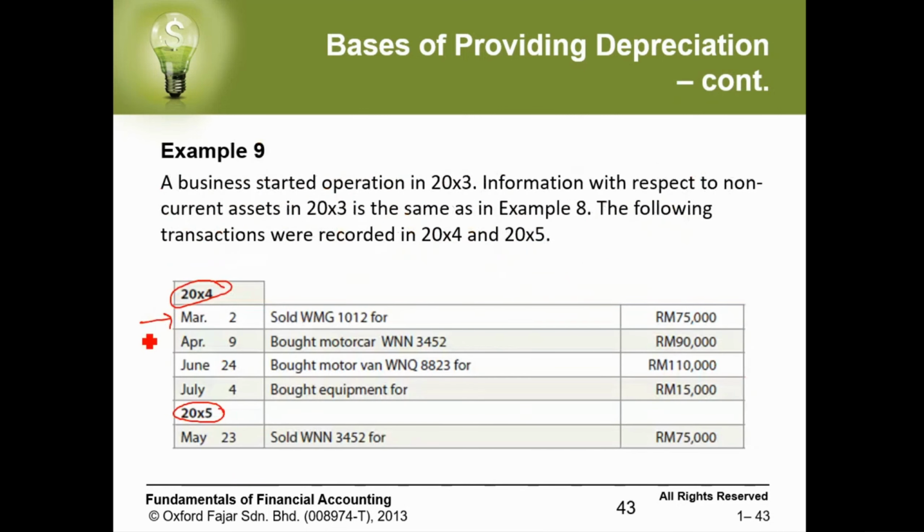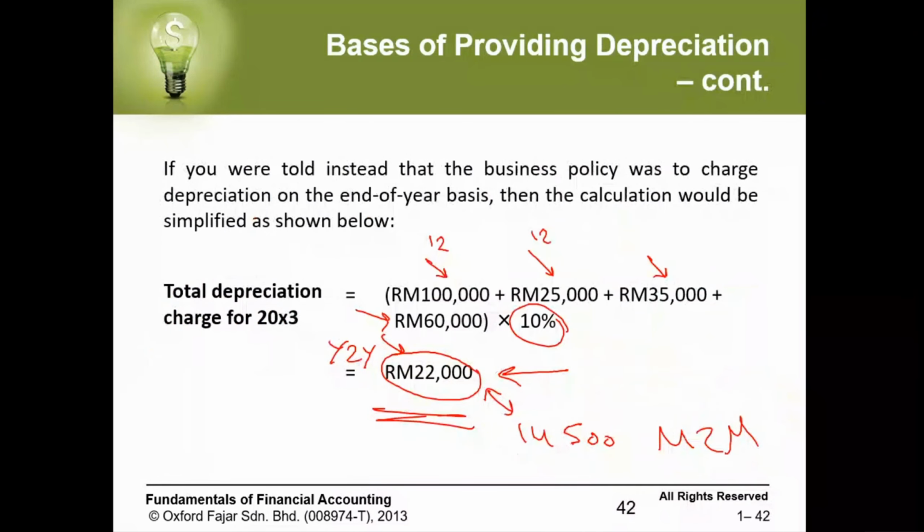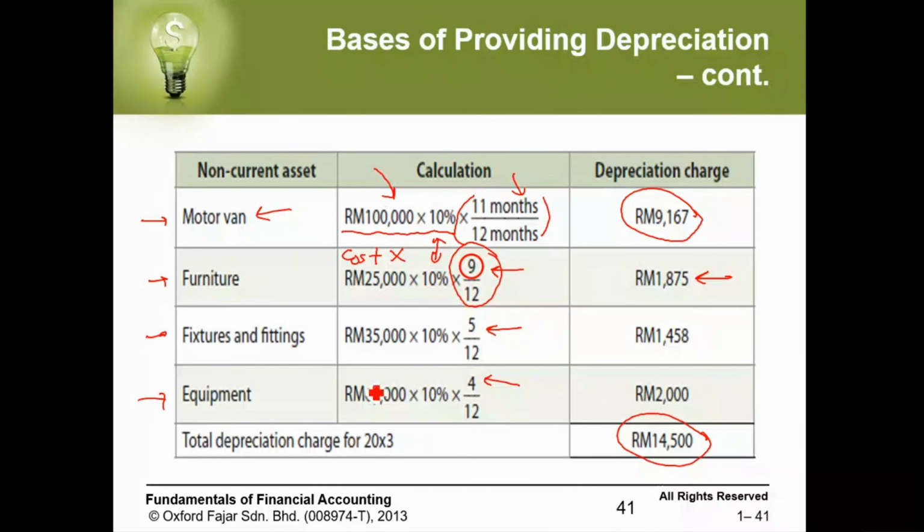The equipment is the same equipment which we bought in the previous year. We bought it at 60,000. Then the depreciation we calculated in the previous year was 2,000.